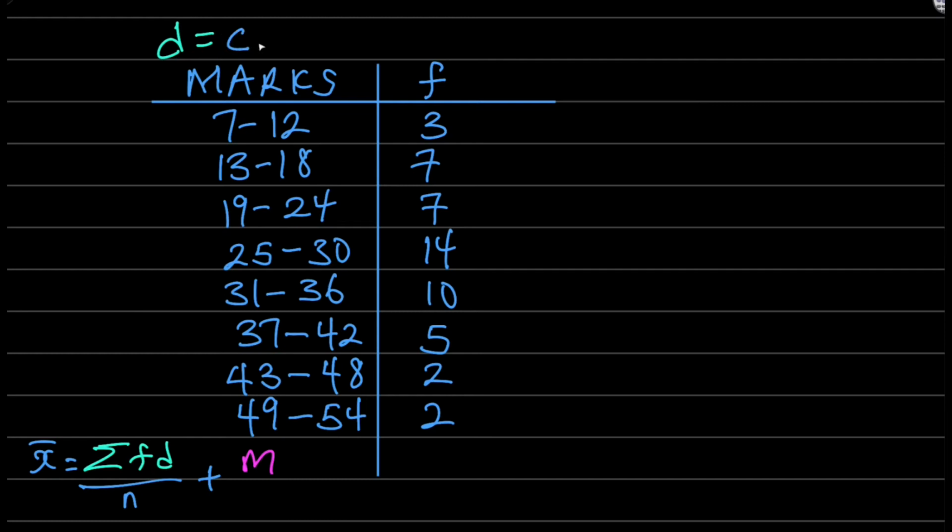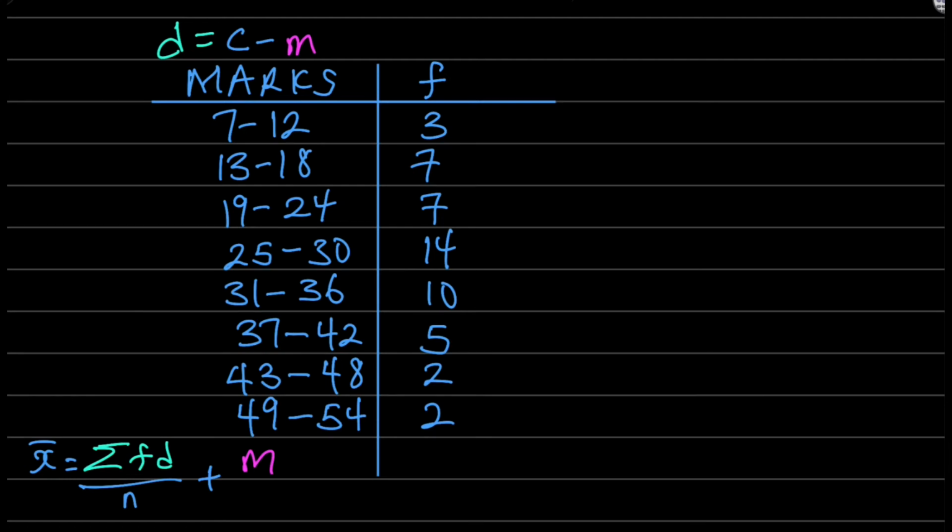This is equal to c minus m. So before you can get d, you must find c. So you find c, m, then get your d, then get your fd before you can get your summation fd. And I did say that c means the class center or class average.